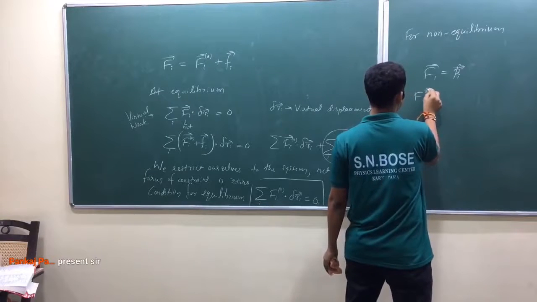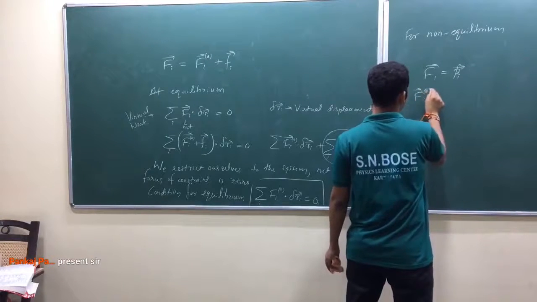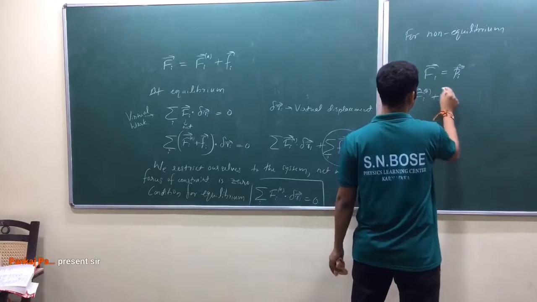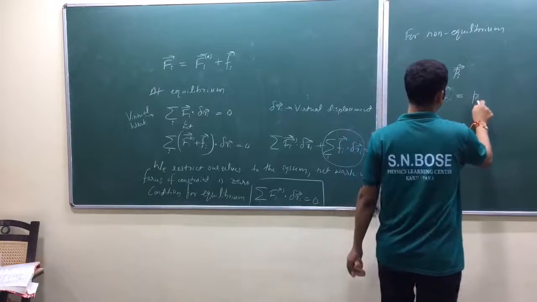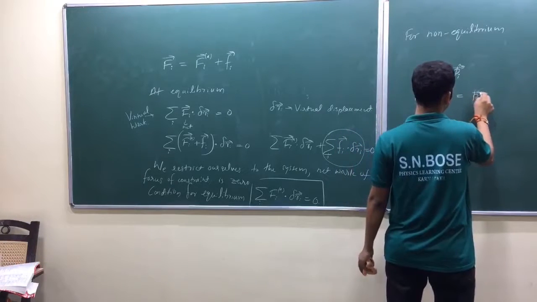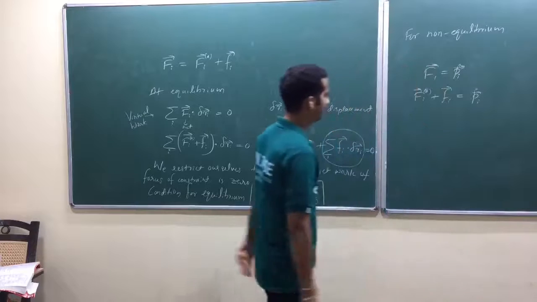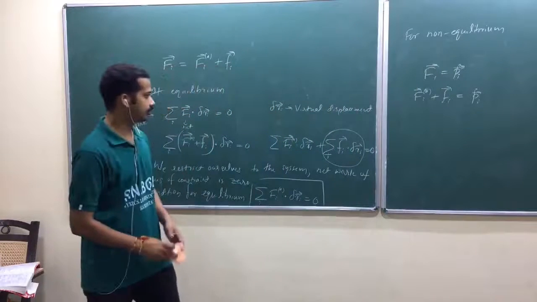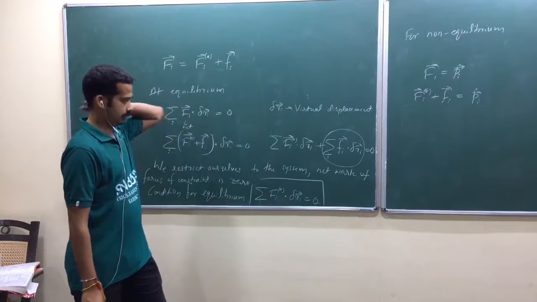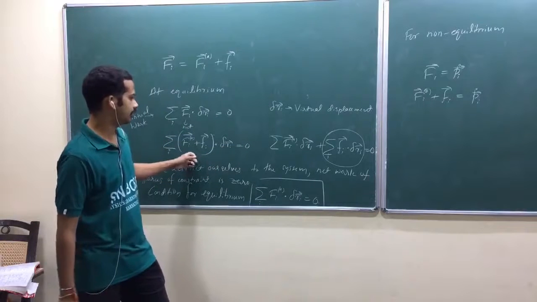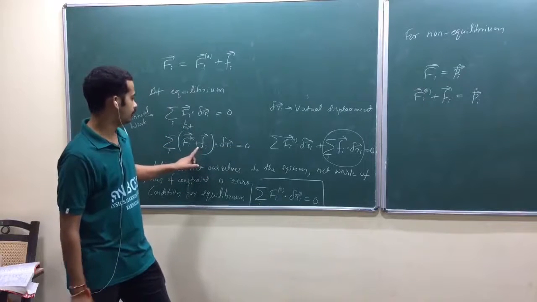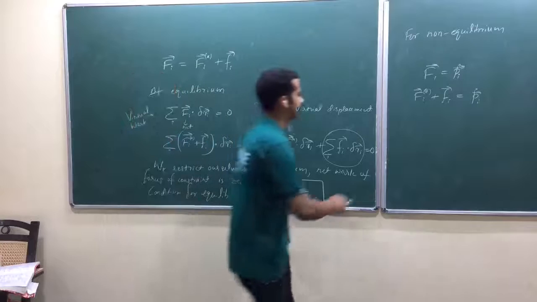Fi applied plus forces of constraint. Am I right? Is equal to Pi dot. So Pi dot, again, let me just substitute that one here. So what would happen? Wait a second. Now let me take it like this.